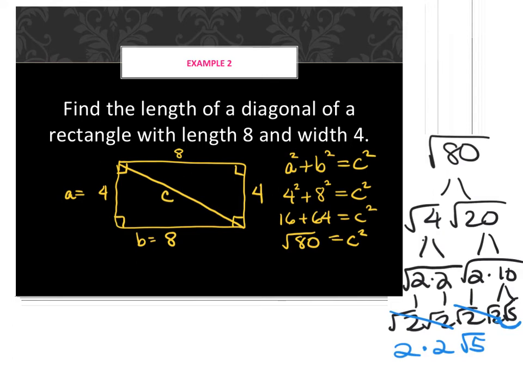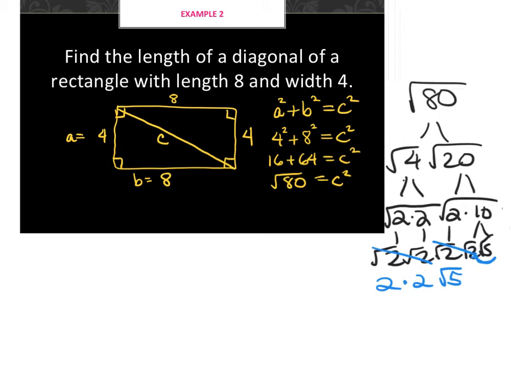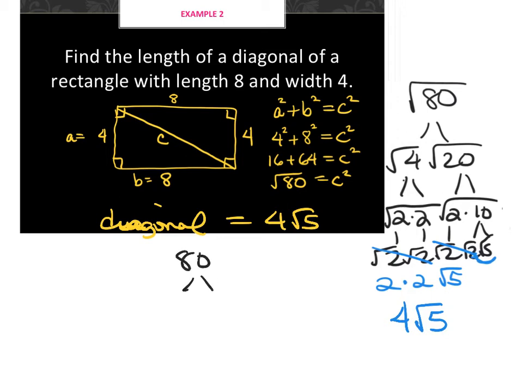Anything that comes out, we need to multiply. And the same thing would happen if there were extra numbers left underneath that didn't pair. You multiply them back. So this will simplify to 4 square root 5. So our diagonal length equals 4 square root 5, which is what c squared equals, or c equals. Now, again, if I would have done 8 times 10, I'm still going to get the same answer.